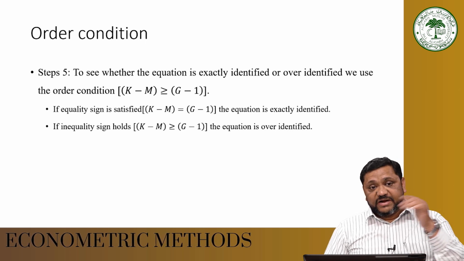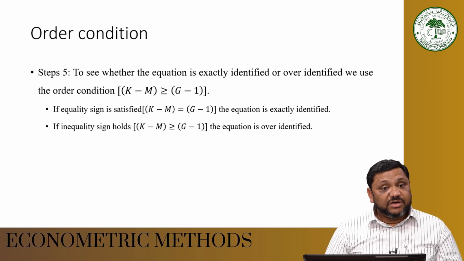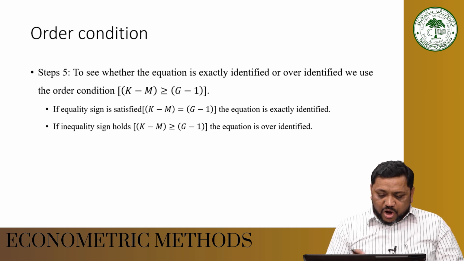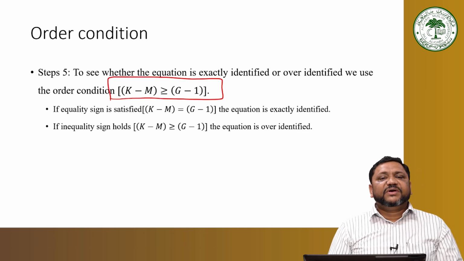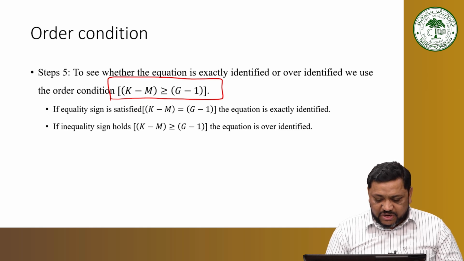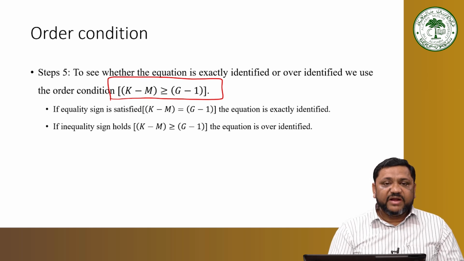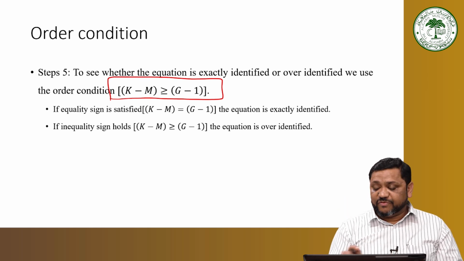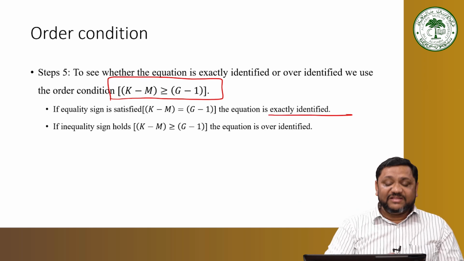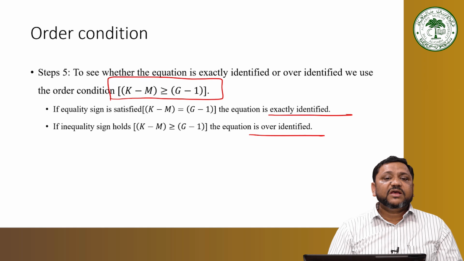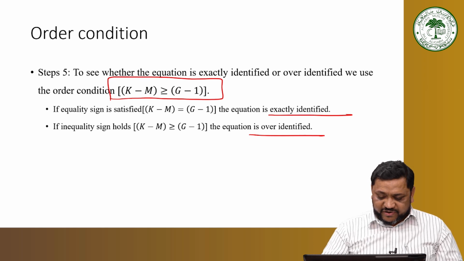Now, the second condition was the order condition. Order condition: k minus m should be greater than or equal to g minus 1. If k minus m is equal to g minus 1, we call it exactly identified. If k minus m is greater than g minus 1, we can say it is over identified.